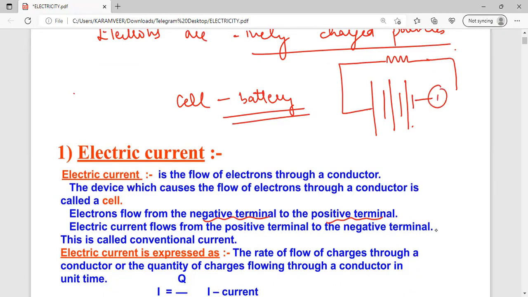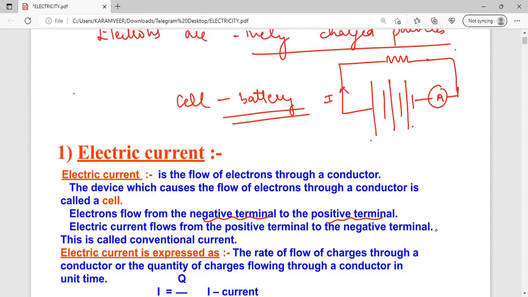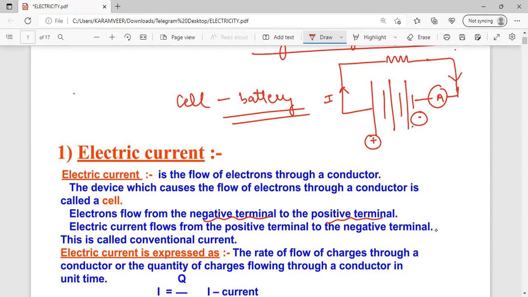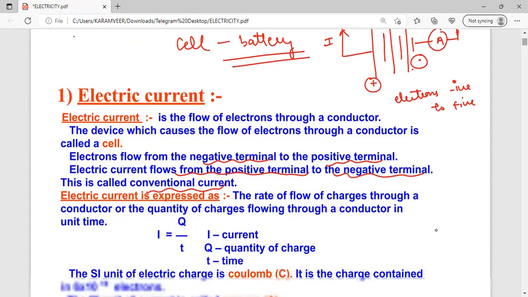So it is connected with an ammeter. Current flows from positive to negative terminal, but electrons flow from negative to positive terminal. Electric current flows from positive terminal to negative terminal. So this is called conventional current. Conventional current is that current which is flowing from the positive terminal of the battery to the negative terminal.